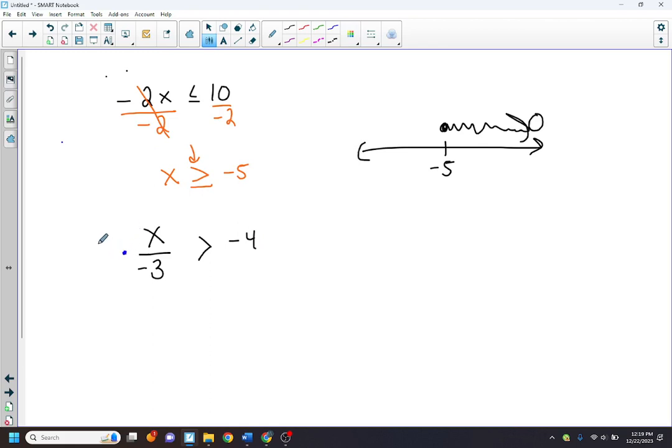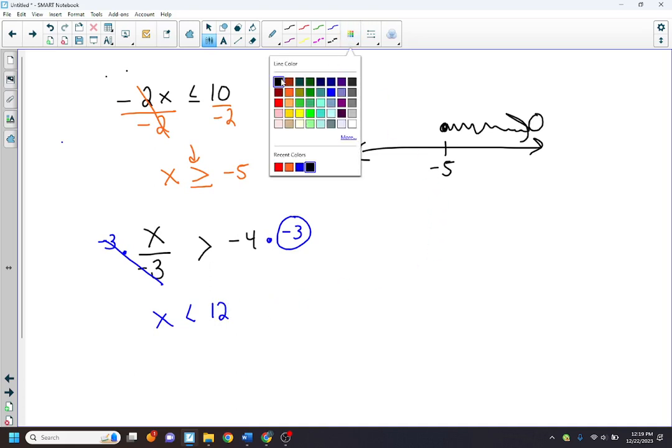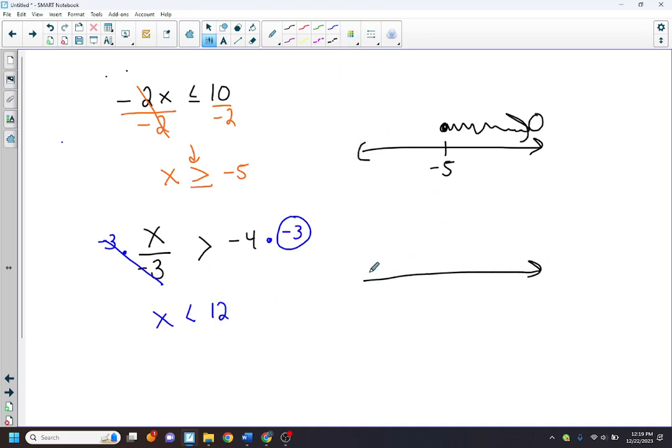So times -3. Times -3. Didn't you hear what I said though? You can't forget, then you flip it, right? You're gonna cross this out, and you're gonna end up flipping it because I multiplied by -3. So x is less than 12, positive 12, so open circle.